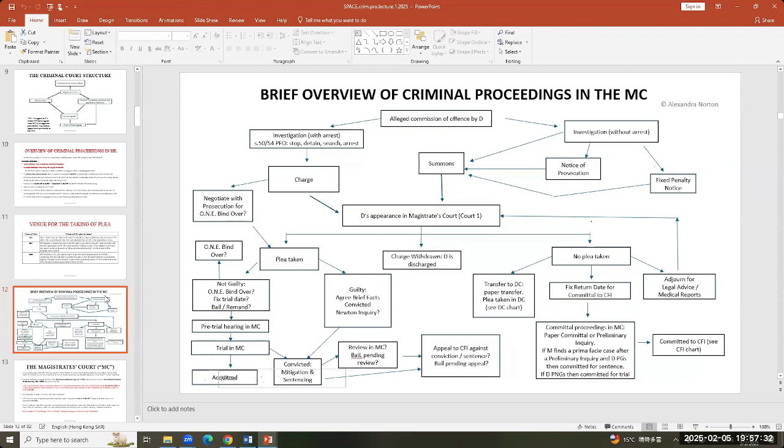Then he makes his first appearance in the magistrate's court. It's always in court one, because that is the main court, the plea court, the busiest court. And then the decision is made as to when plea is going to be taken. Based on that, various different things can happen. And you can see there on the right-hand side that the case may then be transferred to the district court, or there may be committal proceedings to the CFI.